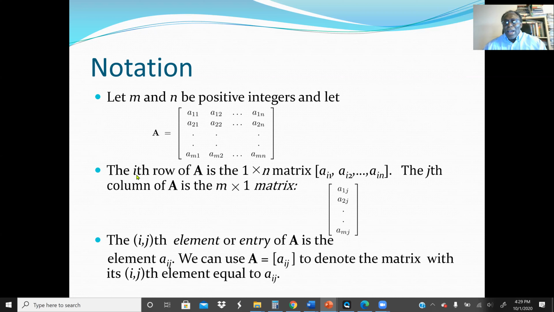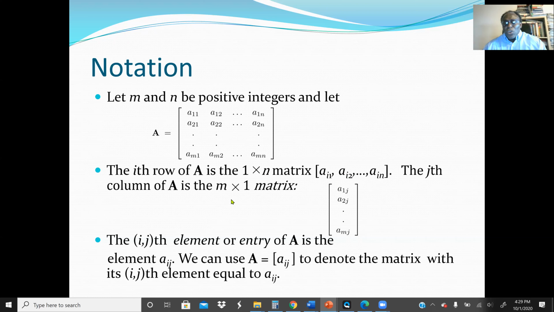So here we say the ith row of A is the 1 by n matrix. Remember the i is the first, so that will be the row. So we have i1, i2, up to in. So we have n columns. But again, the i represents the row.